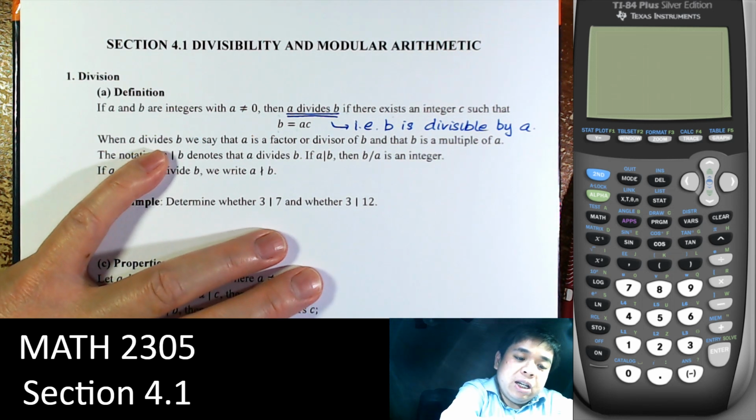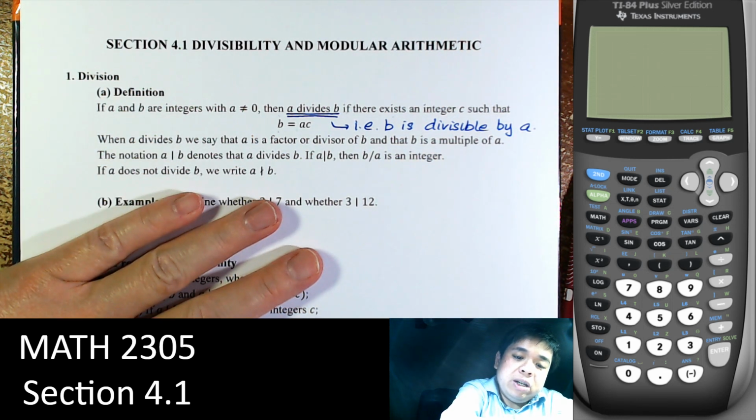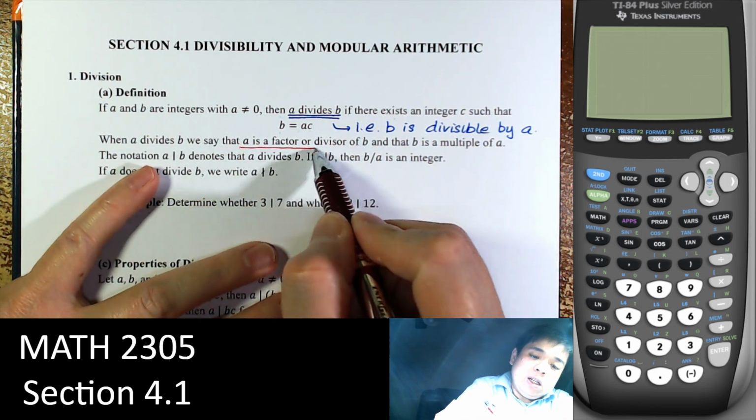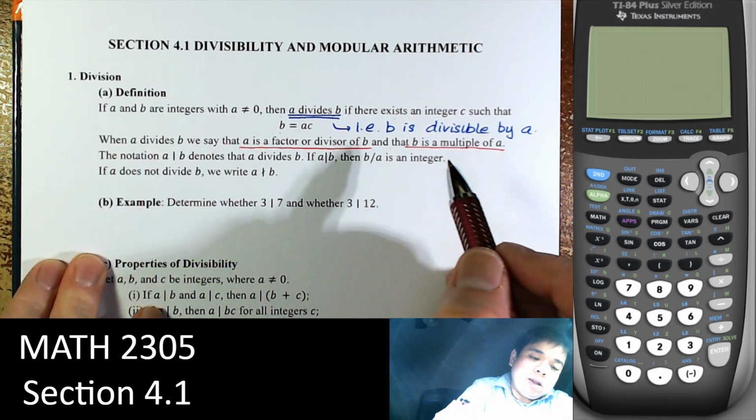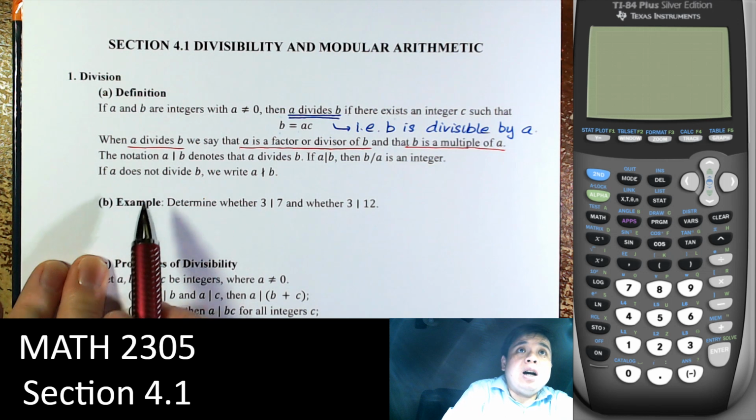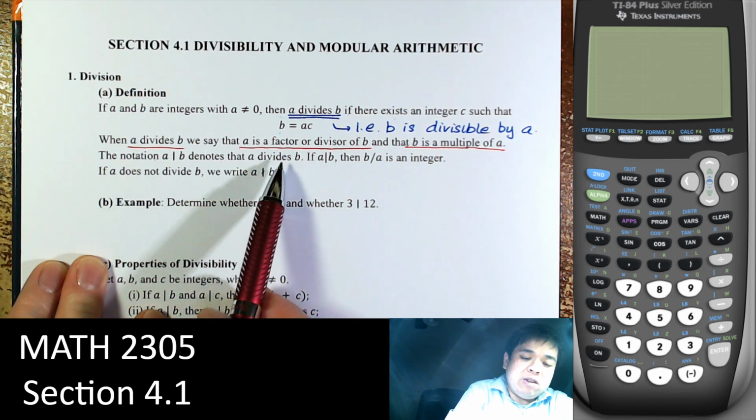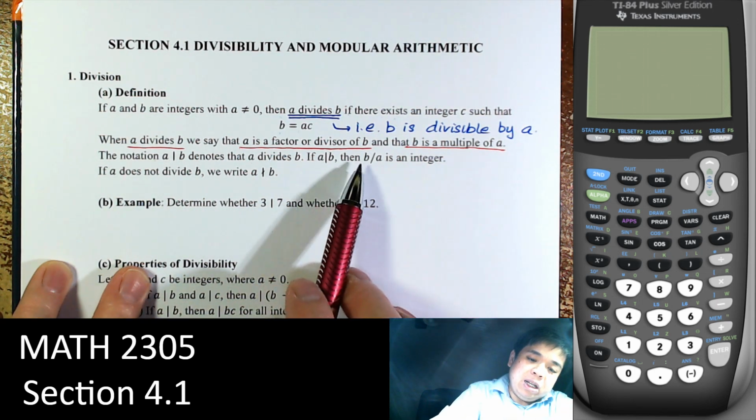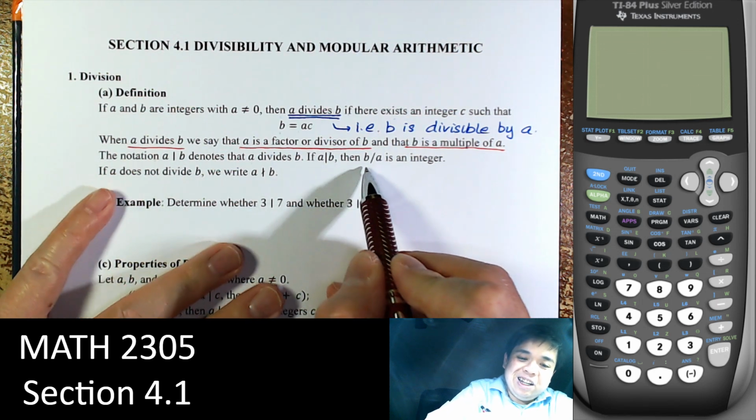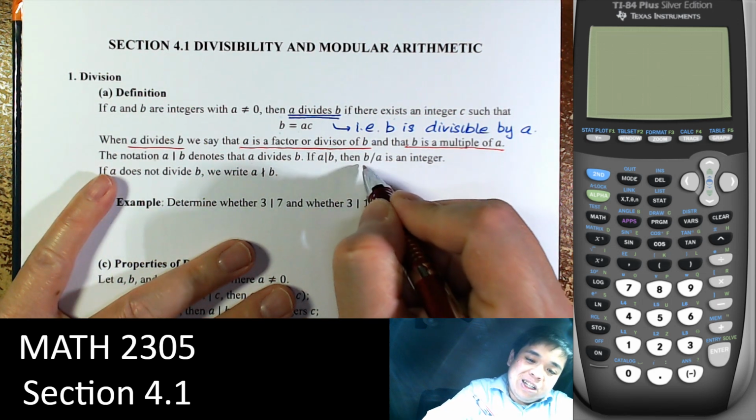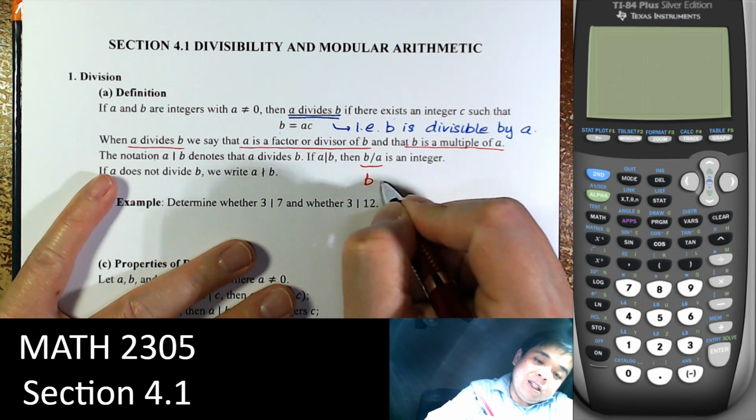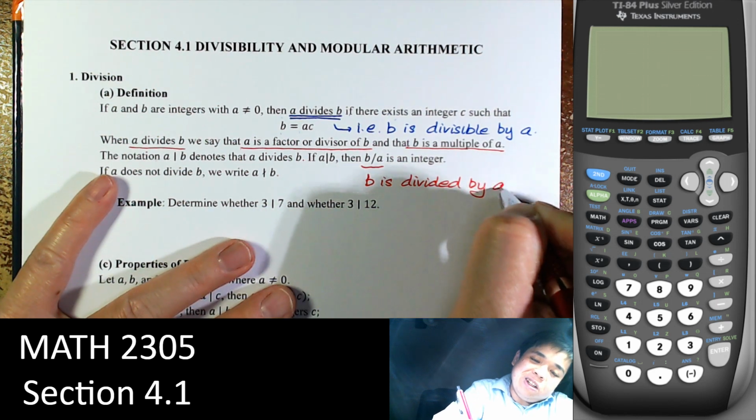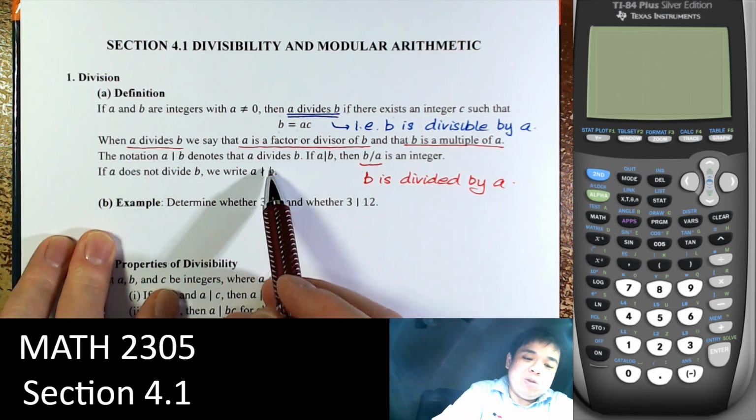When a divides b, we say a is a factor or divisor of b, and that b is a multiple of a. So there are a lot of ways we can say a is a factor of b, or b is a multiple of a. When a divides b, those are equivalent. The notation a | b denotes that a divides b, so that's the vertical bar. This is different from a / b, which means b is divided by a, and that is not necessarily an integer. If a does not divide b, we write it like that.